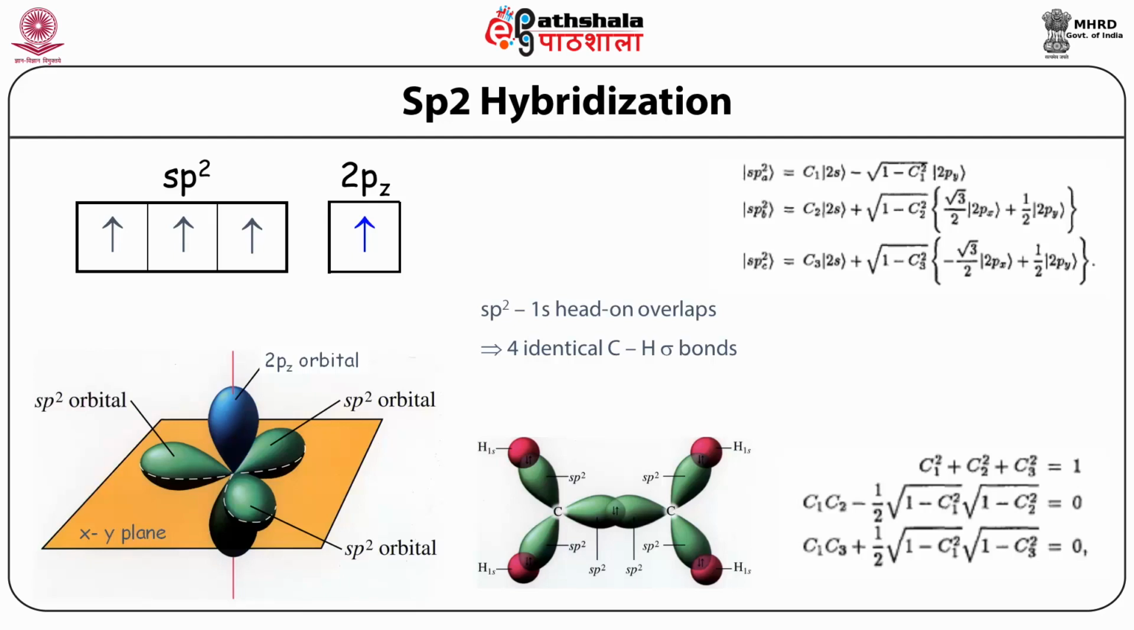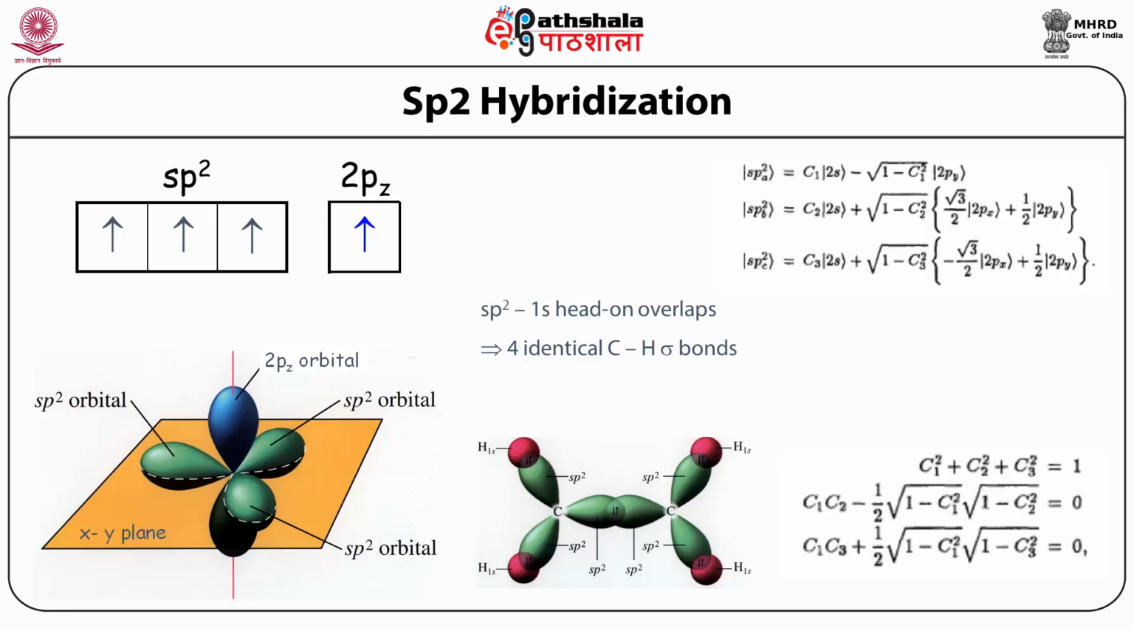Sp2b is equal to C2 2s minus root of 1 minus C2 square multiplied by root 3 by 2 2px plus half 2py. Sp2c is equal to C3 2s plus root of 1 minus C3 square multiplied by bracket minus root 3 by 2 2px plus half 2py.